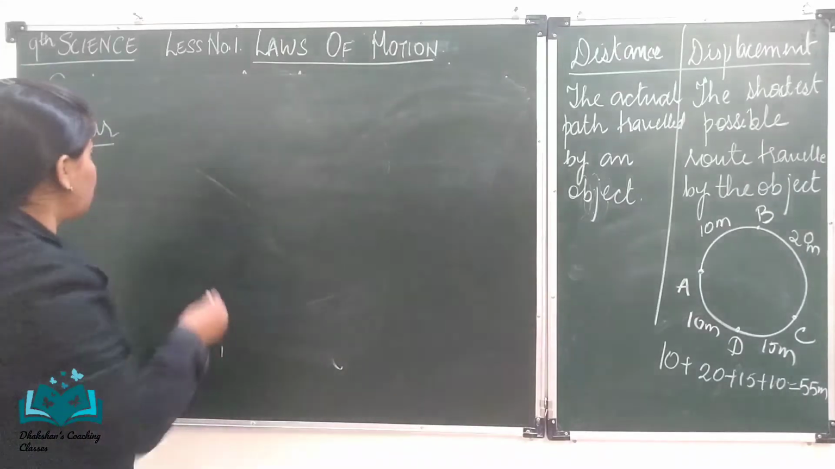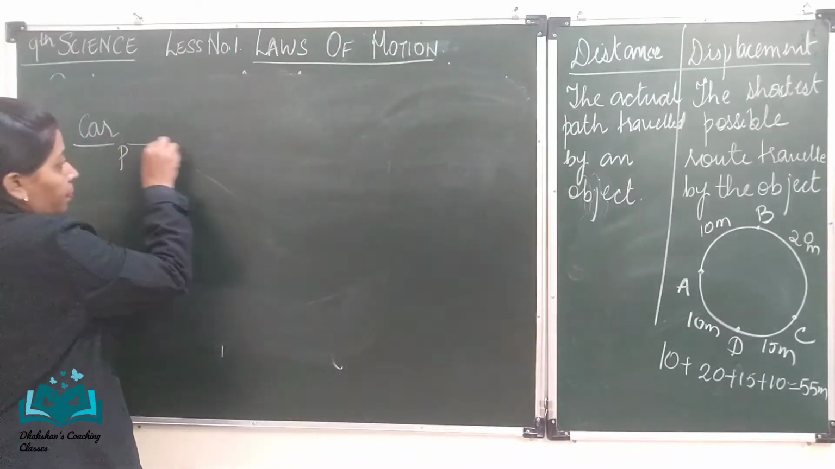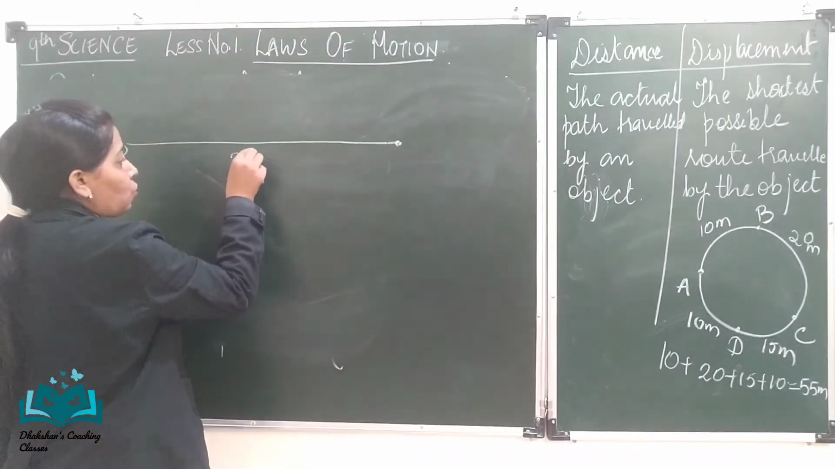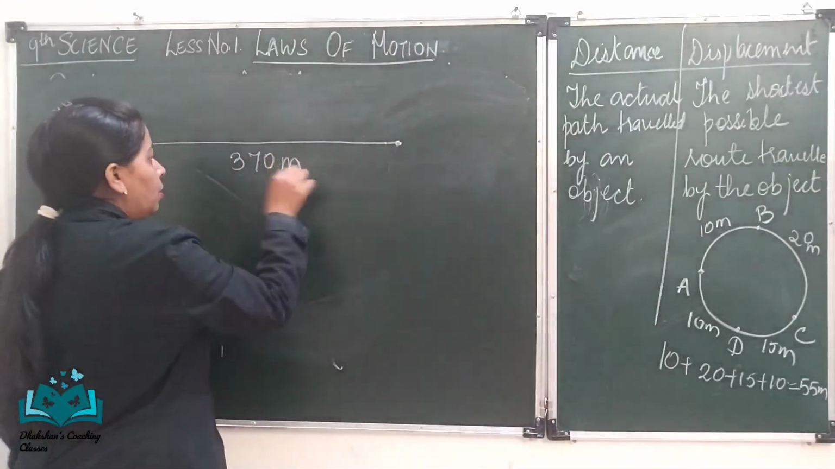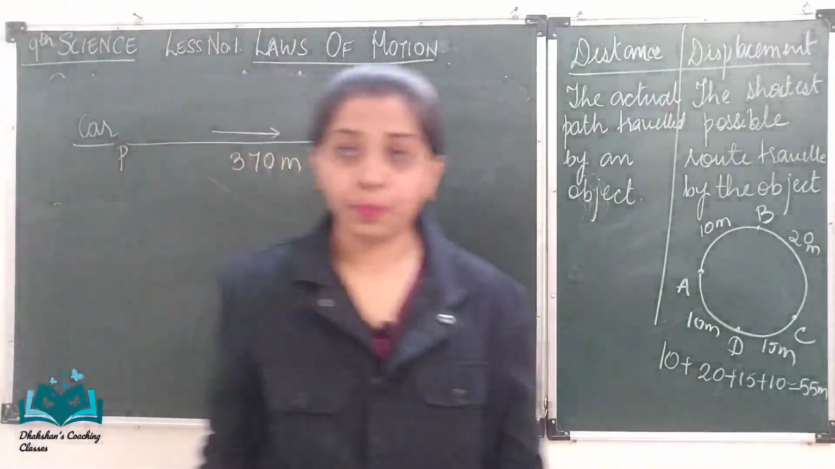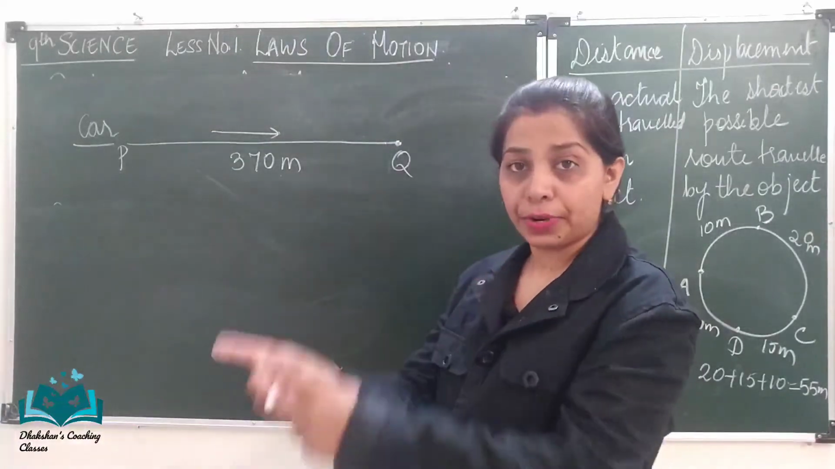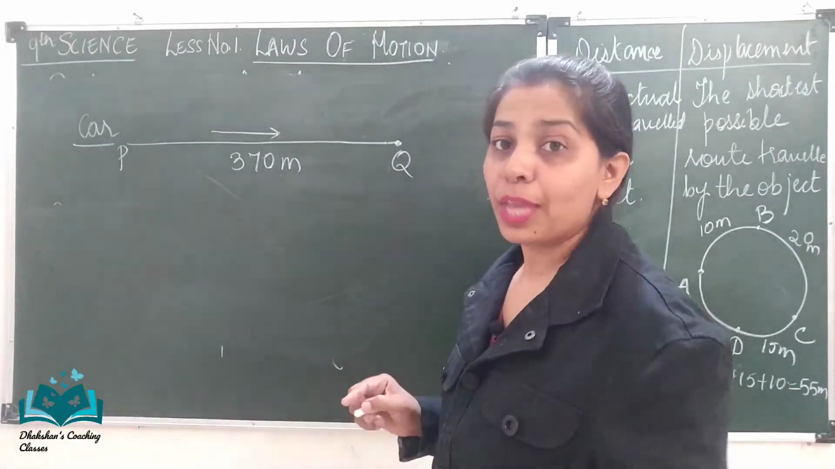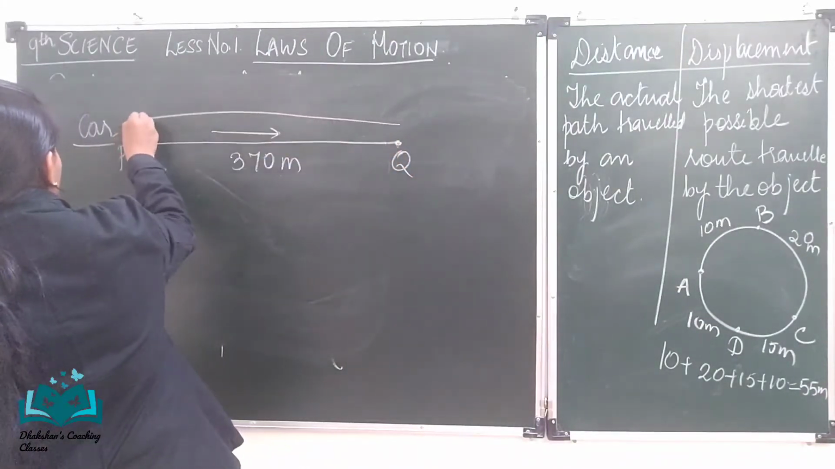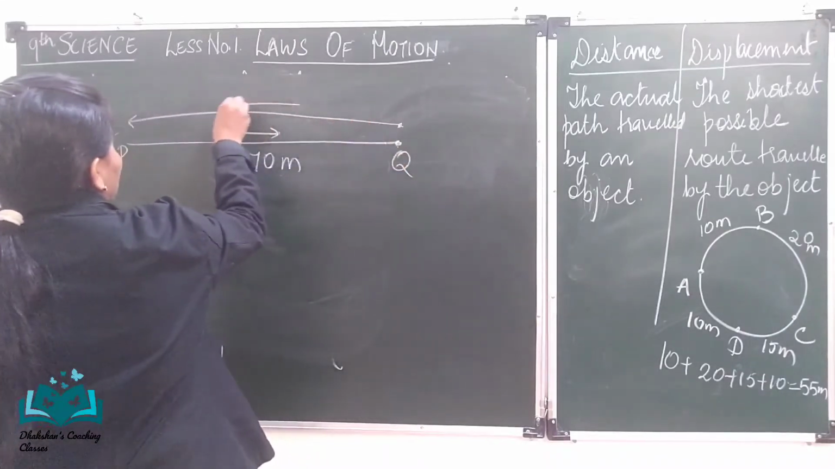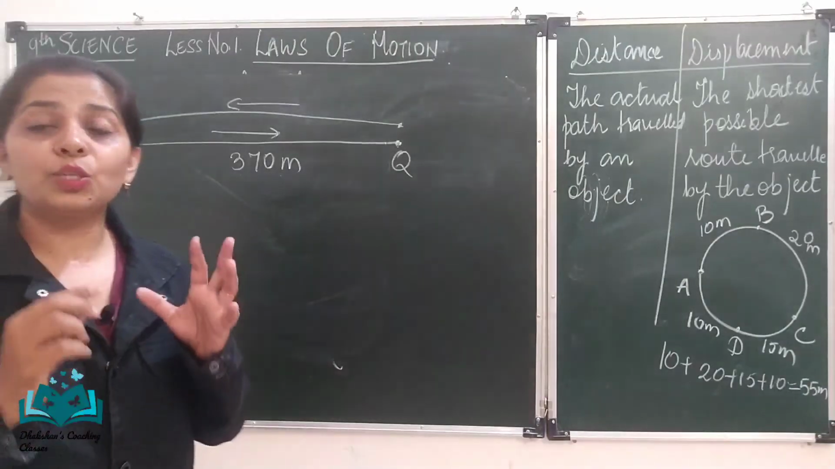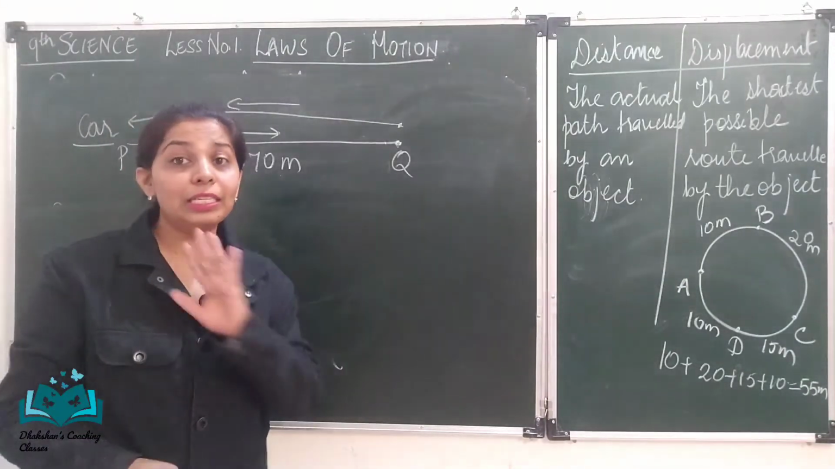A car moves from point P. It travels a distance of 370 meters in moving from point P to Q. It is traveling along a straight line, it reaches point Q and then again from point Q it travels back to the same point, that is P. So here also you can say that the displacement of the car is 0.